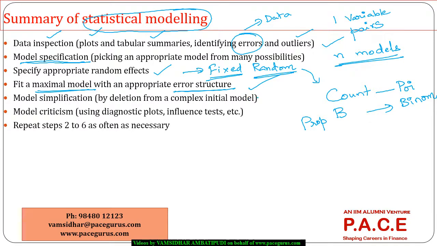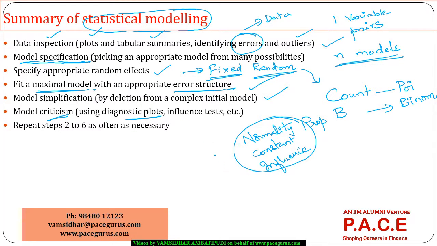Once I have a maximal model, I can start simplifying it by deleting non-significant interactions, non-significant nonlinear structures, and non-significant variables. Try to simplify the model as much as possible and evaluate the model critically. Get the diagnostic plots of the error terms with respect to the normality of the error terms and the constant nature of the error term variance, and also see if there are points which are influencing the model quite heavily. All these aspects you can look out for in the model and improvise it, and repeat all these steps until you get one of the best fitting models. So that is the typical process.